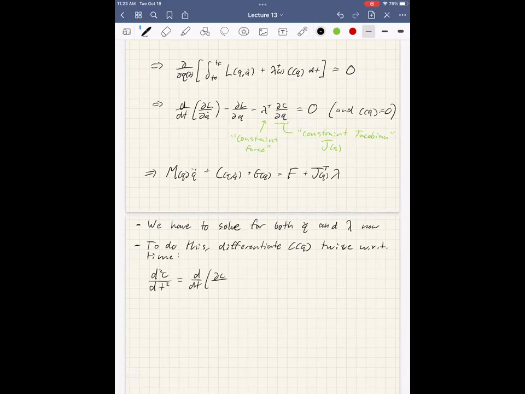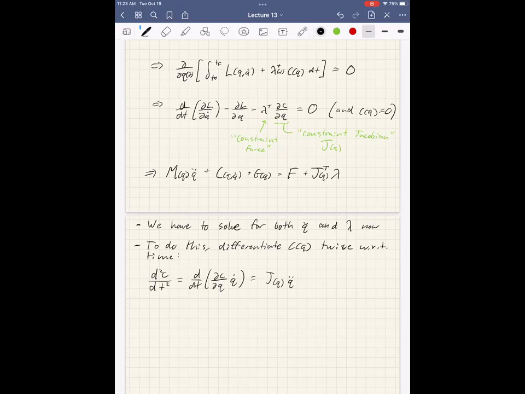that gives us partial c partial q times q dot by the chain rule, right? So that is, now if I do this again, so this is just my J of q, right? My constraint Jacobian. So if I do the next derivative, I'm going to get J of q, q double dot, which is exactly what we wanted, right? We got this thing in terms of the accelerations now.